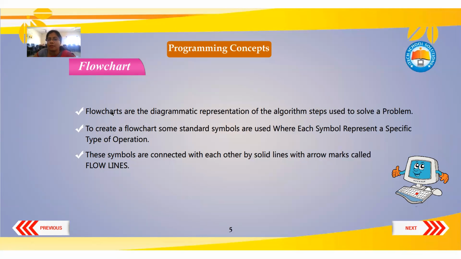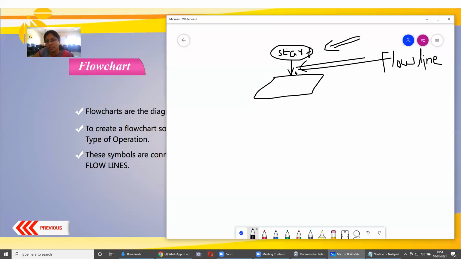Flowcharts are diagrammatic representations of algorithm steps used to solve a problem. To create a flowchart, some standard symbols are used where each symbol represents a specific type of operation. The word start has to be in a specific shape. Wherever we are doing addition, that should be in a separate box. Taking the numbers in a separate box. The result should be given in a separate box. So these standard symbols are used for different steps, and they are connected with each other by solid lines.